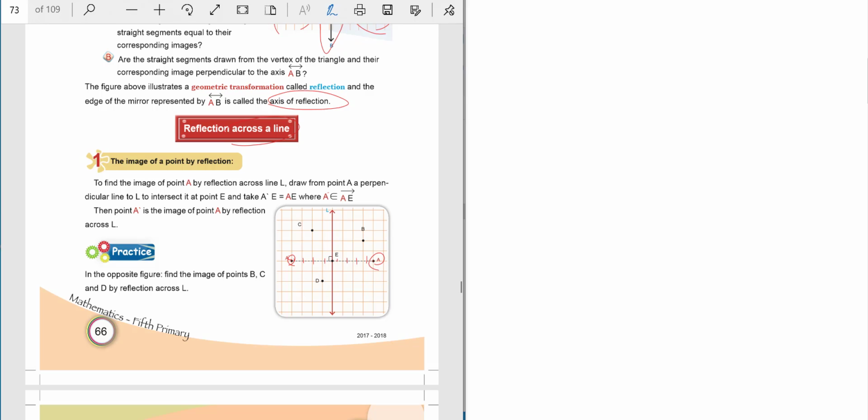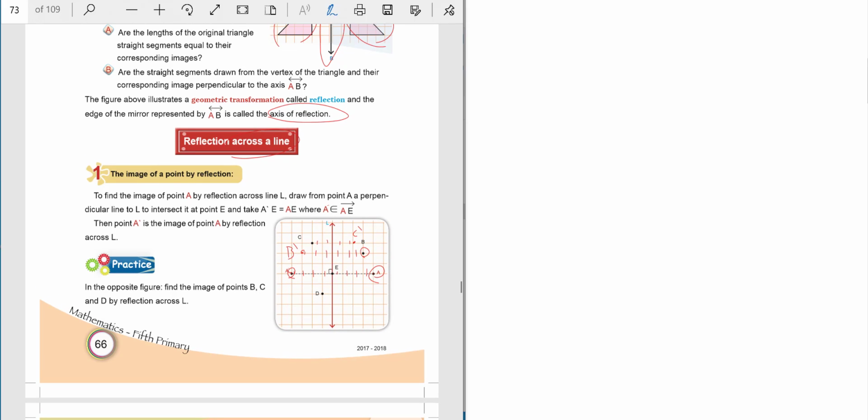If we need to draw the image of point B, 1, 2, 3, the distance is equal to 3. So in the other direction, we move 3, 1, 2, 3, and draw the image of point B. This is called point B dash. And the image of C, 1, 2, we draw point C dash in the other direction. And point D, 1, so put point D here, D dash, the image of point D.